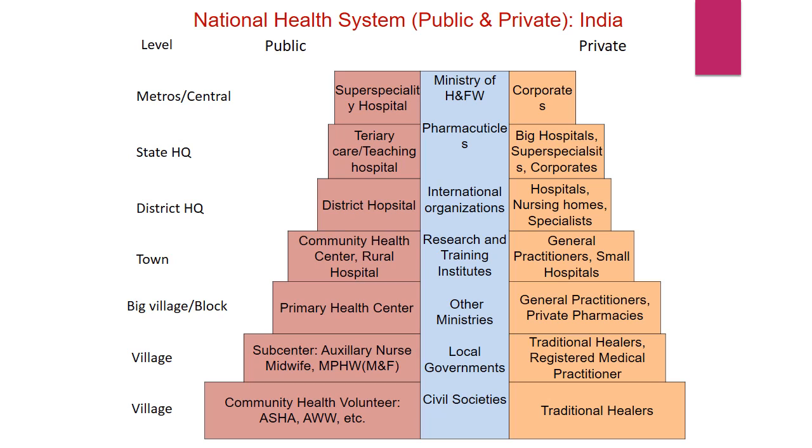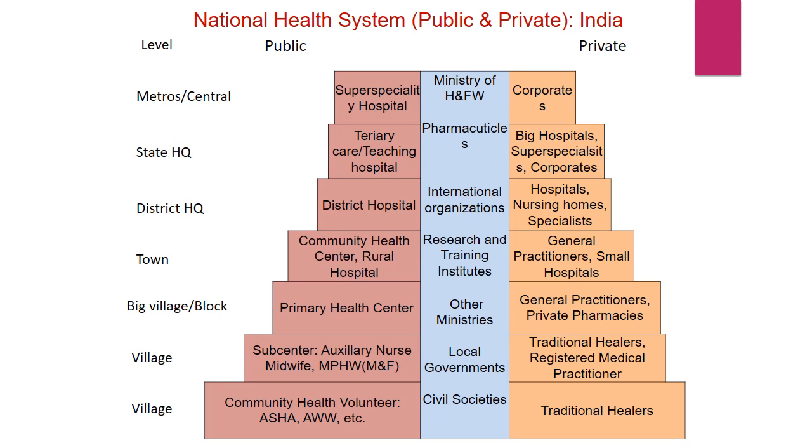If you go to a little bigger village or a block with a population of 10,000 to 30,000, based on public health standards, we have a public health center, where we have a medical officer with an MBBS degree, and nowadays we also have AYUSH medical officers, with Ayurvedic or homeopathy degrees. In the private, we have general practitioners and private pharmacies. Now if you move to the towns, we have the community health center, and there we have 6 medical officers, a pediatrician, and a gynecologist, based on Indian Public Health Standards. On the private side, we have general practitioners, small hospitals, or clinics.